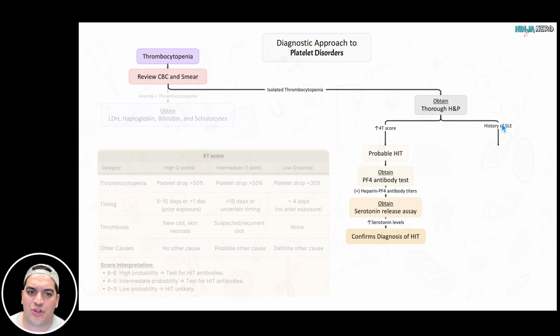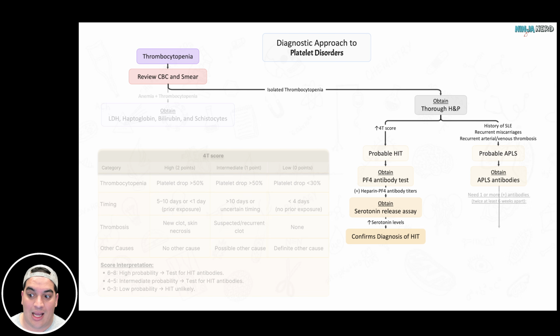Now, if they have a history of SLE, this is a really important one. Recurrent miscarriages, greater than or equal to 3 spontaneous abortions, and they have recurrent DVT-PE, you really got to be thinking about antiphospholipid syndrome. You got to check those antibodies.